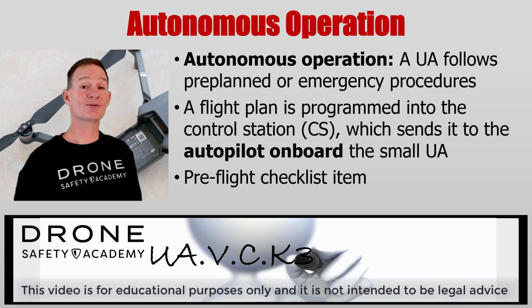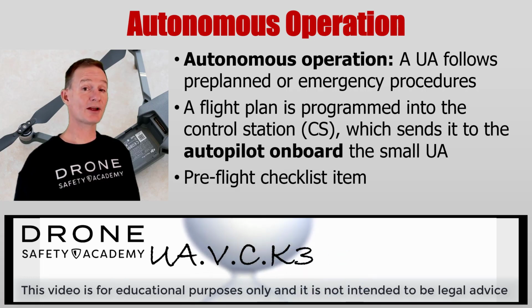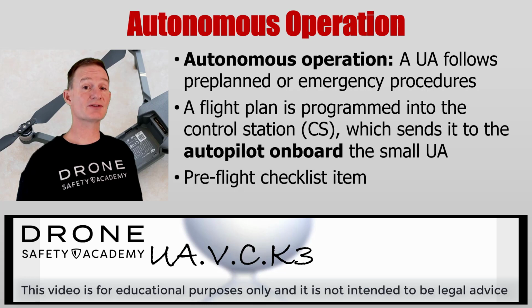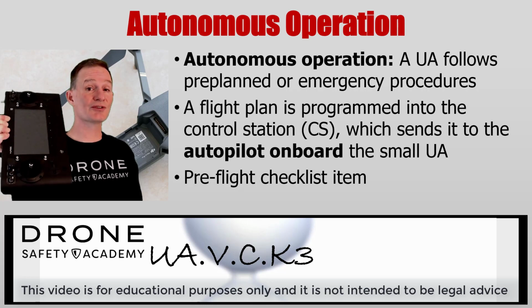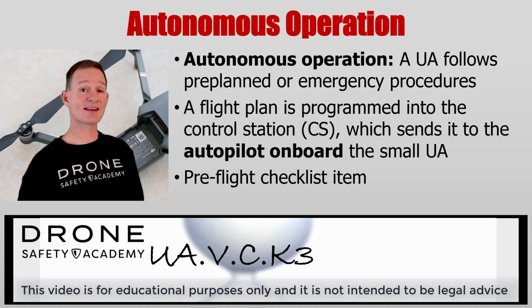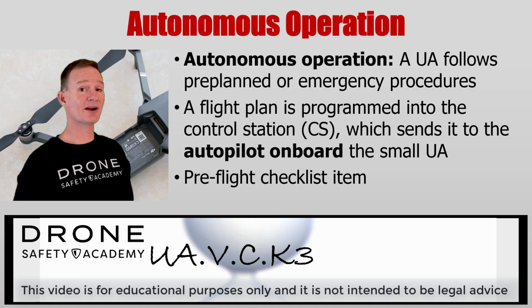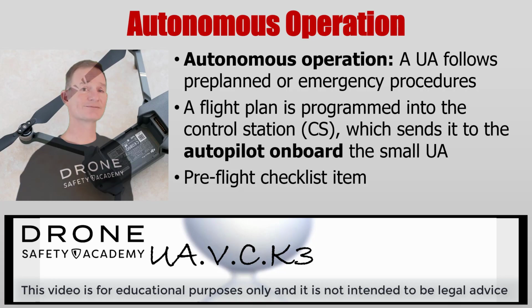Autonomous operation is when a UA follows a pre-planned or emergency procedure. Typically, this is programmed into a control station, which is then sent to the autopilot aboard a UA. Keep in mind that this is one of the 24 checklist items that you need to verify is in working order.